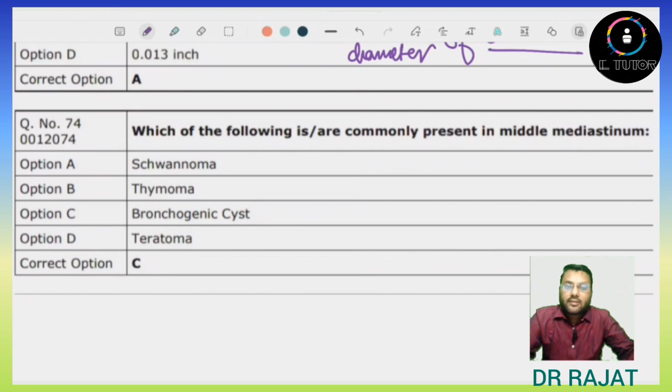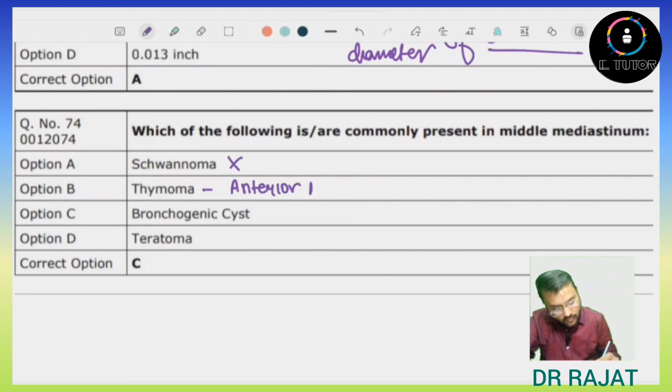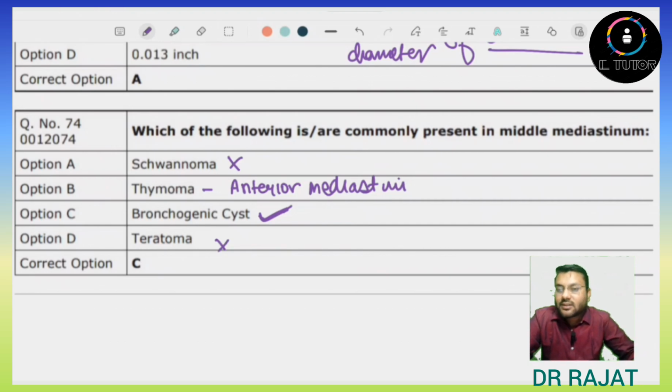Which of the following is or are commonly present in the middle mediastinum? Schwannoma, no. Thymoma is present in the anterior mediastinum. Bronchogenic cyst. Yes, cystic lesions are present in the middle mediastinum. So this is true. And teratoma. No, this is not true. So among the following options, the best answer is bronchogenic cyst, which is found in the middle mediastinum.